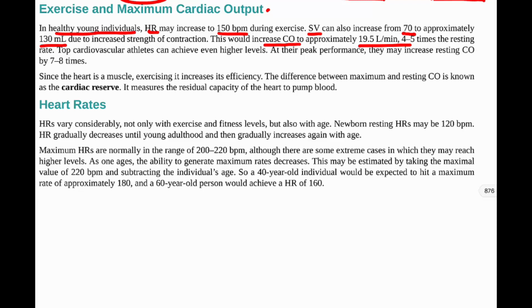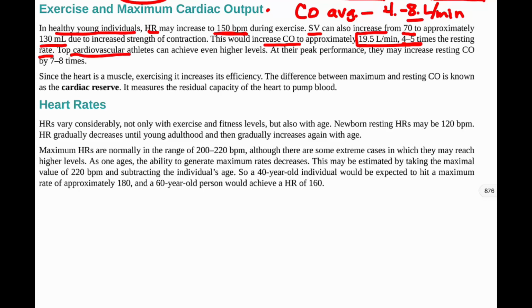And then when we were talking about the cardiac output, we were talking about the 4 liters to 8 liters per minute. So our average, I don't remember the symbol for average here, is about 4 to 8 liters per minute for our CO. And when a healthy individual is exercising, they bring their heart rate up to about 150 beats per minute. Then we can get all the way up to this 19.5. So 4 to 5 times the resting heart rate. You can see that's more than double the highest here.